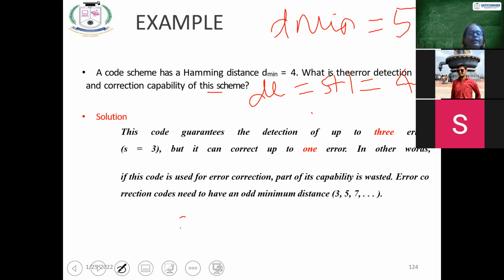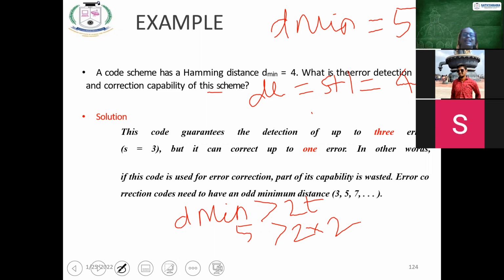Now for correction of error, what is the formula? D min should always be greater than 2t. What is my D minimum value? 5. So how many bits can it correct? 2 bits, ma'am. Yes, that is very simple. It can correct up to 2 bits. That's why, concluding, your Hamming distance should be an odd minimum distance. It should be 3, 5, 7. This way it is easy, so that we have to generate our code words in this way.